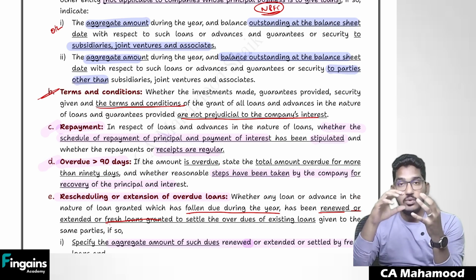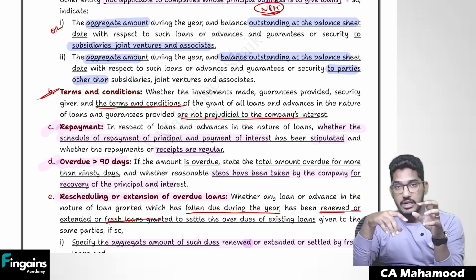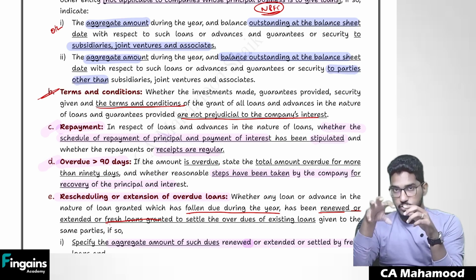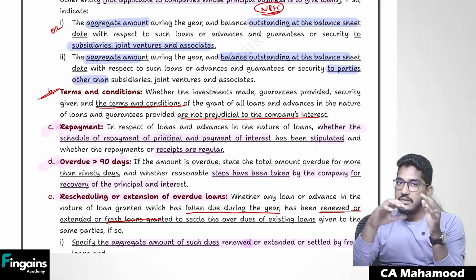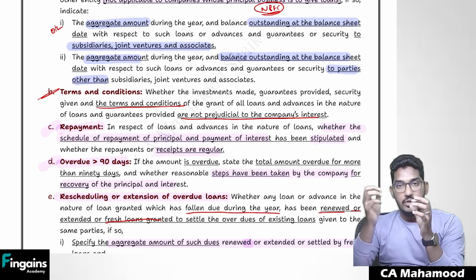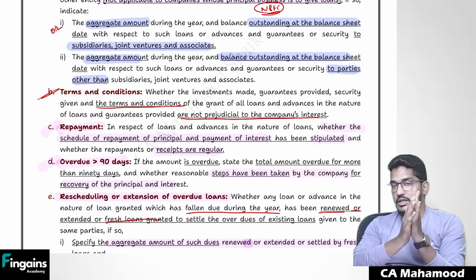And in case the loan has fallen due in the current year without getting repaid, and they are renewing or extending it, I need to report those details. And in case they have given demand loans, I need to comment on those demand loans as well. So this is regarding the third point.